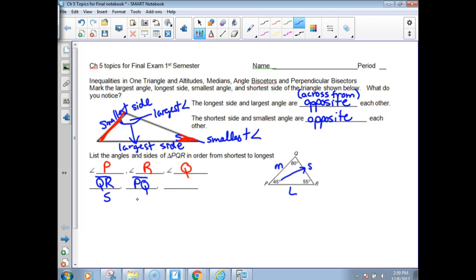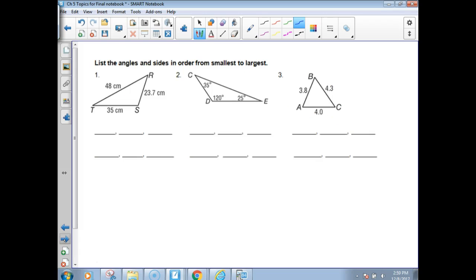Okay, small, medium, large, just like your shirts when you go shopping. We don't have an extra small, sorry, and we don't have extra large. We just got the basic sizes, okay, S, M, L. All right, so the largest angle was angle Q, and the largest side is PR. All right, with that in mind, list the angles and sides in order from smallest to largest.